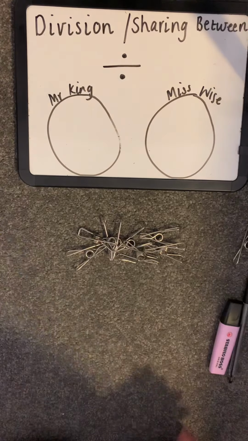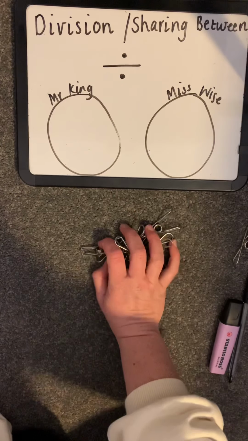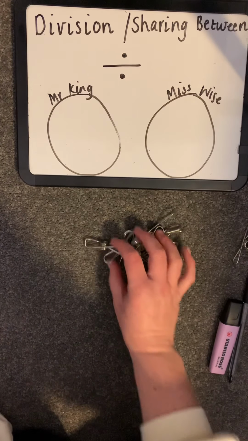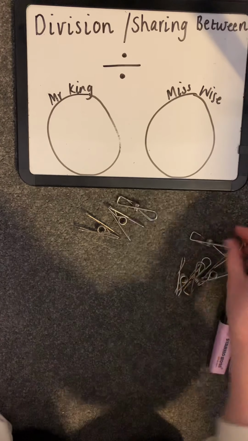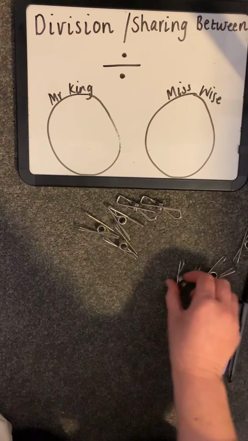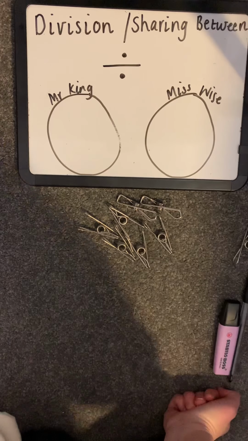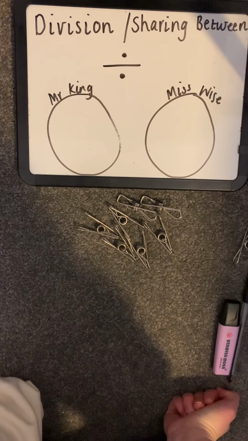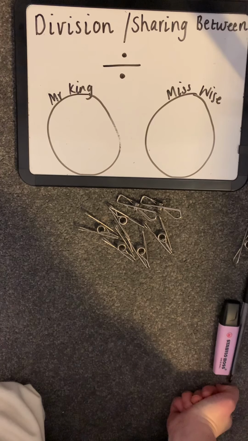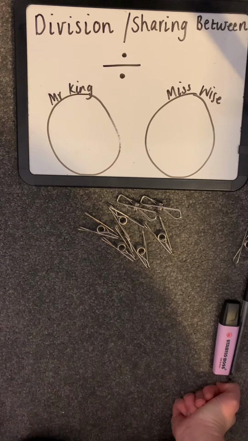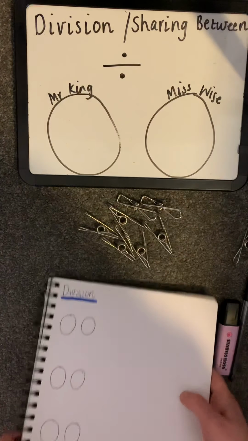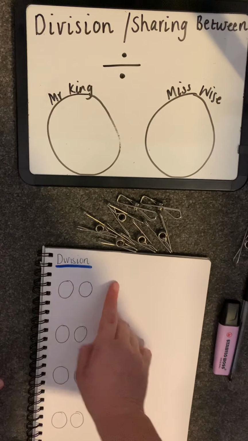To start off with, I need to work out how many pegs I'm sharing with Mr. King and Miss Wise. Let's have a look. 1, 2, 3, 4, 5, 6, 7. Okay, so I'm sharing 7 pegs with Mr. King and Miss Wise, and I want to make sure that I do this equally. On my piece of paper, I'm also going to draw it as I go along.